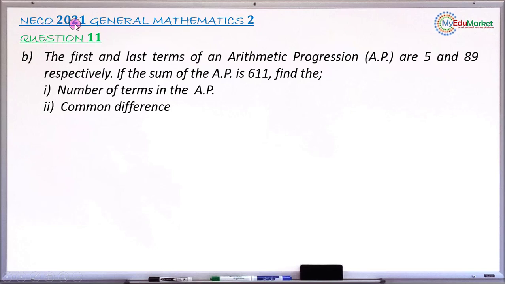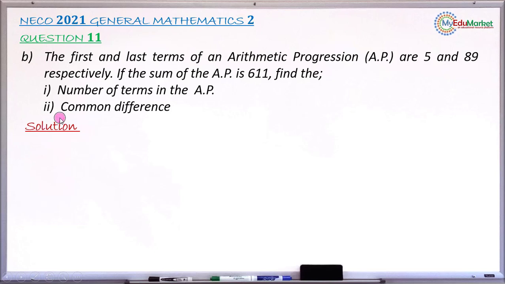This is NECO 2021 General Mathematics Paper 2, and we are answering question number 11B. The question reads: the first and the last terms of an arithmetic progression are 5 and 89 respectively. If the sum of the AP is 611, find (i) the number of terms in the AP and (ii) the common difference. So let's attempt to answer this question together.